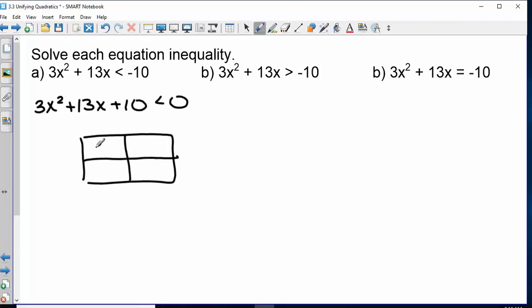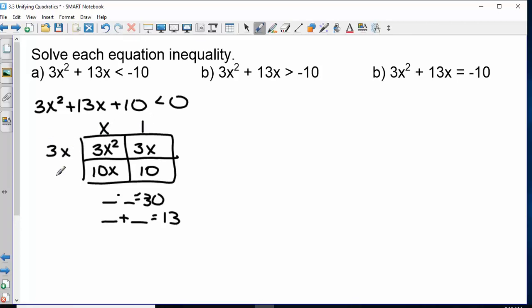Since it's not a 1x squared, we have to do the full box. So these multiply to 30 and add to 13. 10. So factor. X plus 1 times 3x plus 10.